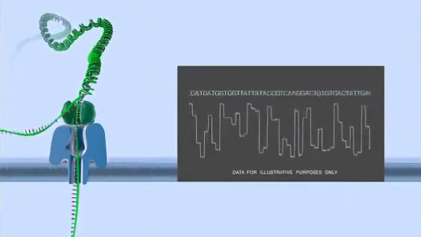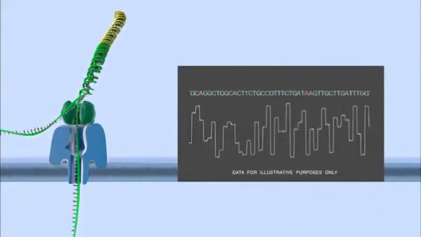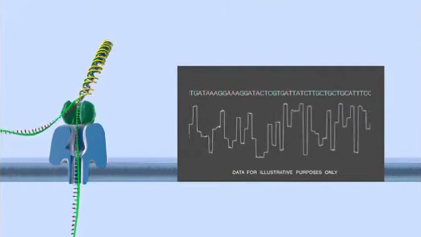The single-stranded DNA is pulled through the aperture of this nanopore. As each one passes through, it creates characteristic modulations in the current that can be used to determine the order of bases on that strand.